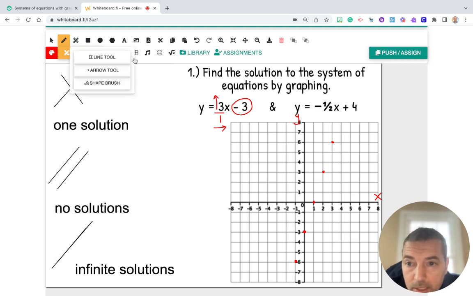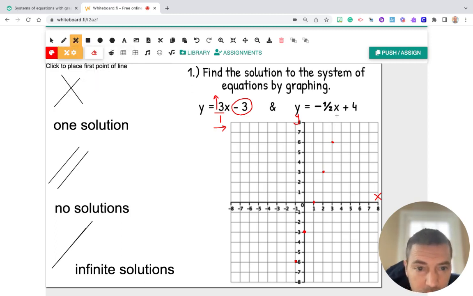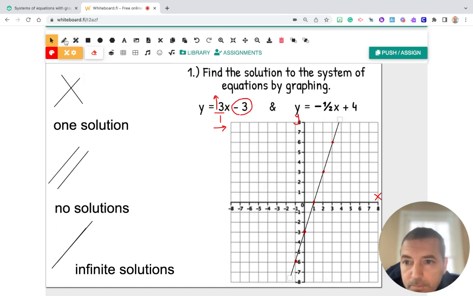So once I got all my dots on there, I want to draw a line that goes through all the dots. So my line will look something like this if you need to adjust it a little bit. All right. Let me make our arrows on here. So that's my first line.